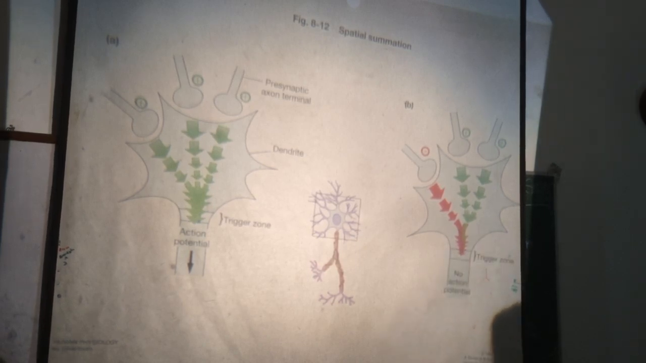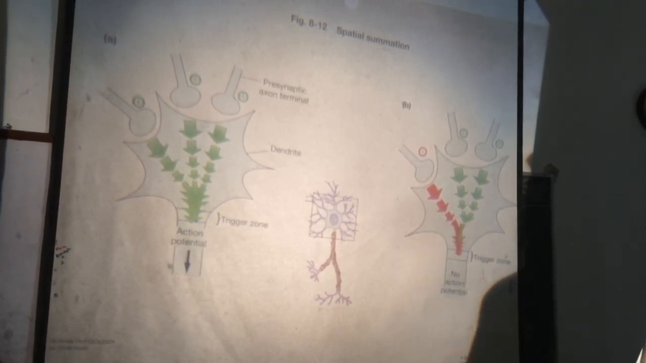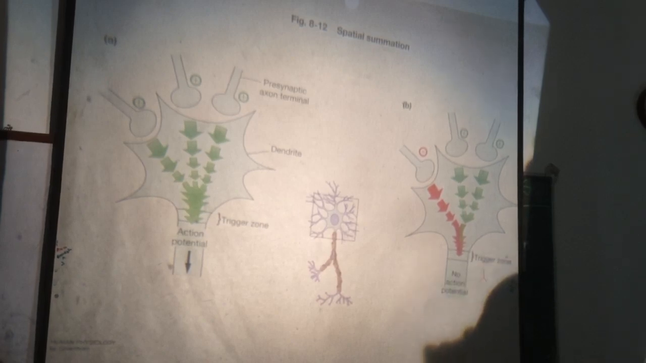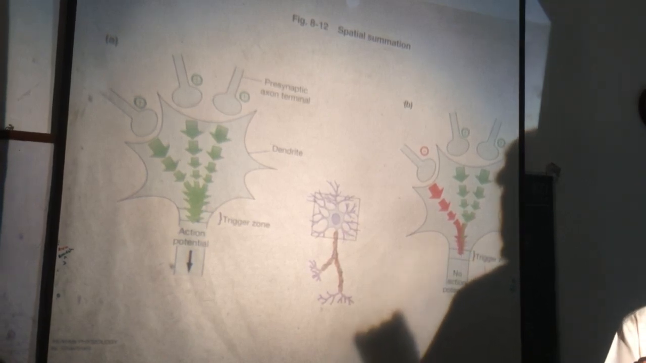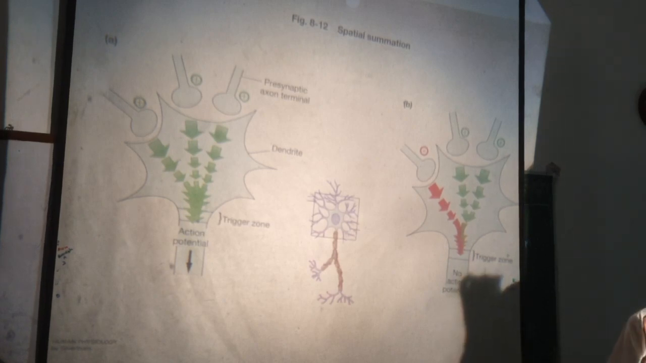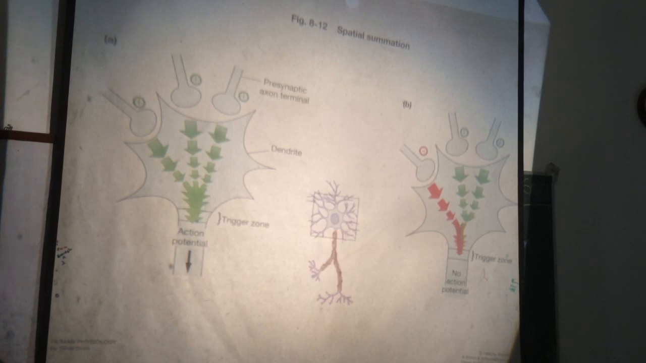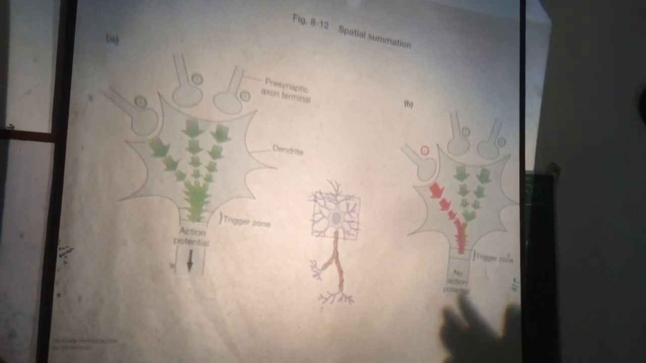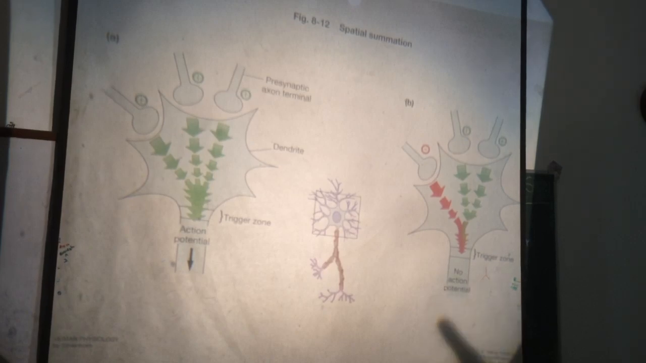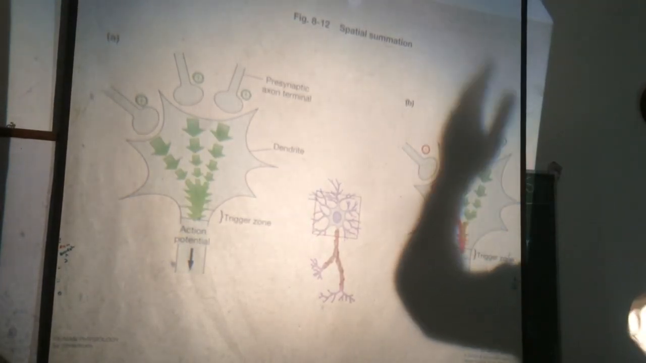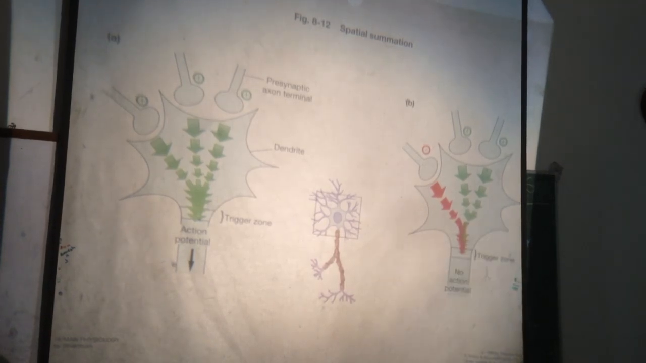Now, briefly about the functions of the spinal cord. In the spinal cord, there is initial processing of the sensory information. The spinal cord contains ascending and descending tracts or pathways. Ascending tracts are sensory tracts; descending tracts are motor tracts or motor pathways.